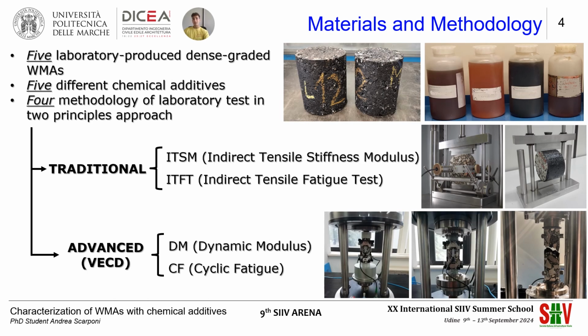Now, in our lab, I compact 5 mixtures to simulate the dense graded warm mix asphalt that we can find in the base layer of an Italian motorway pavement. I mix them with 5 different chemical additives. After cut and core, I used 2 approaches to test the properties of these materials.